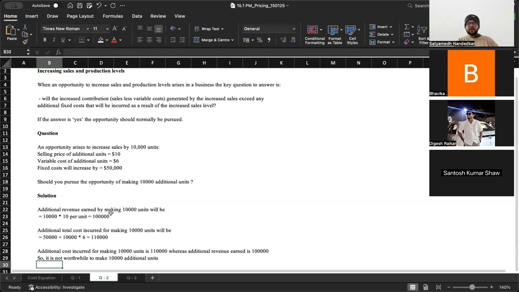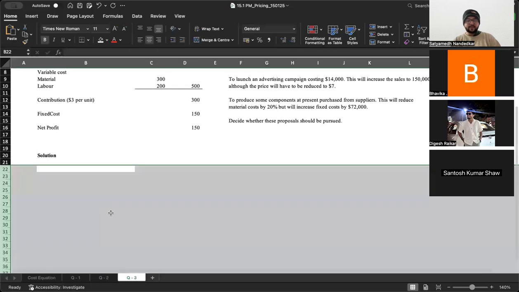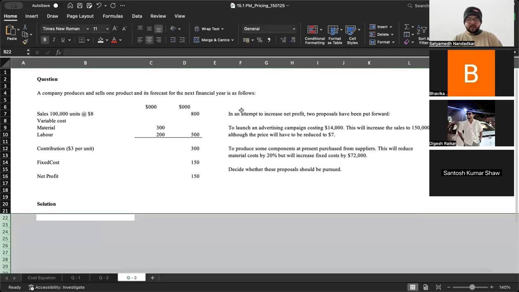ठीक है, बहुत ही सिंपल सा क्वेश्चन था. And honestly, you would have been able to do this question had you never studied costing, or even if you would have never been a commerce student, you would still be able to do this question. It was that easy. And now the last one.